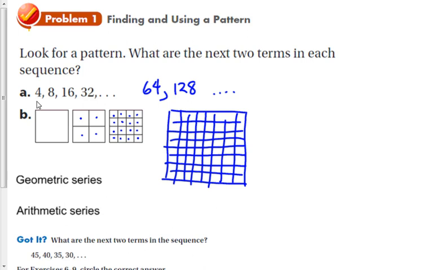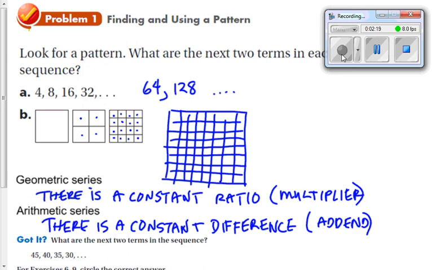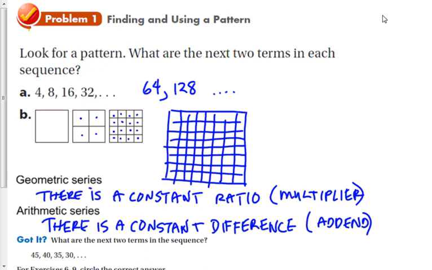A couple definitions you need to know. A geometric series is a series that has a constant ratio. And an arithmetic series is a series where there's a constant difference. So an example of a geometric series would be this one right here. It has a constant ratio. The ratio is what you get when you divide any number by the previous number. Like 8 divided by 4 is 2. 16 divided by 8 is 2, and so on. That's sometimes called a constant multiplier in that situation.